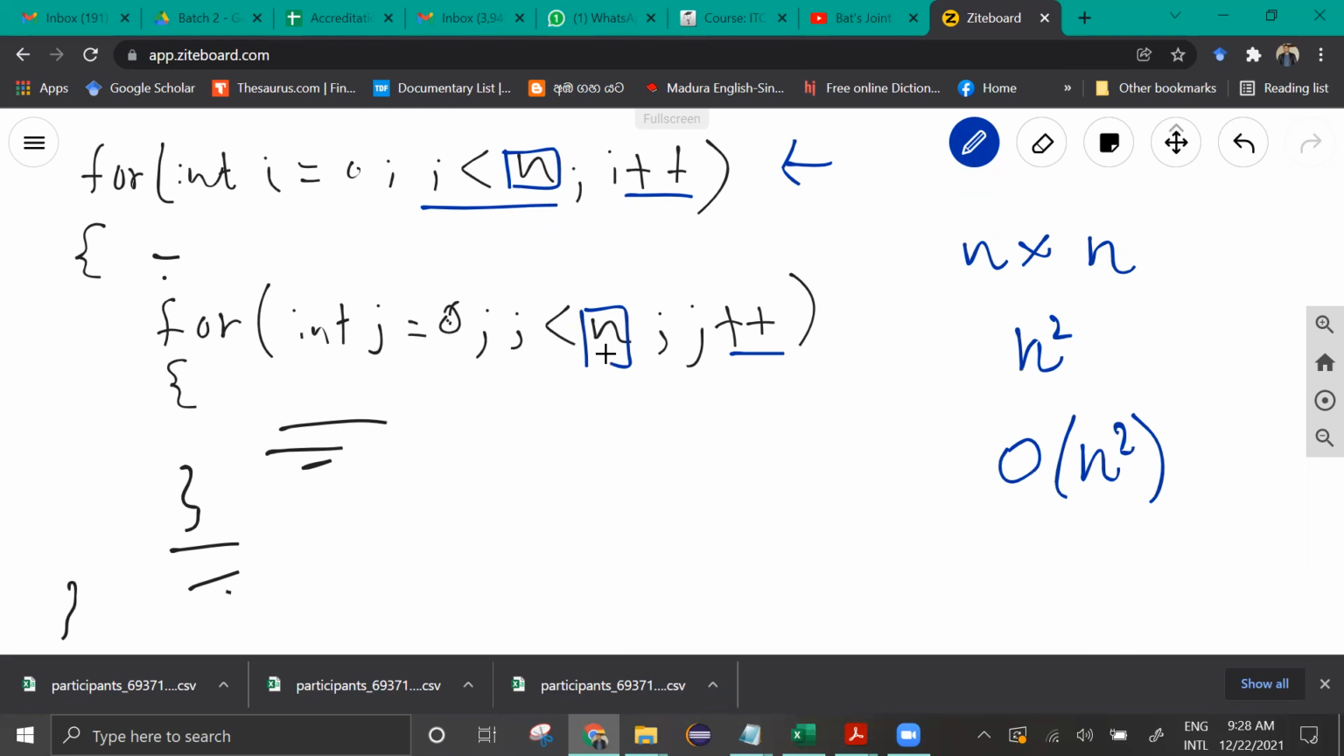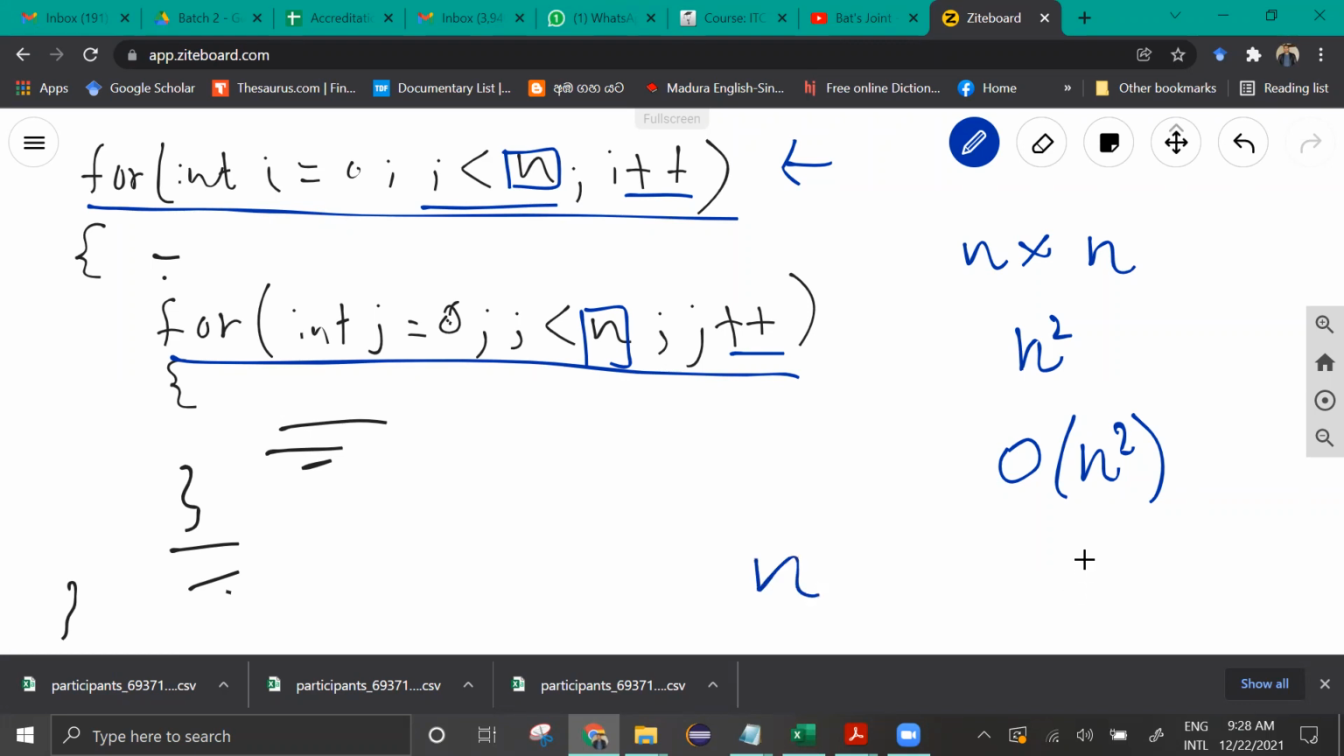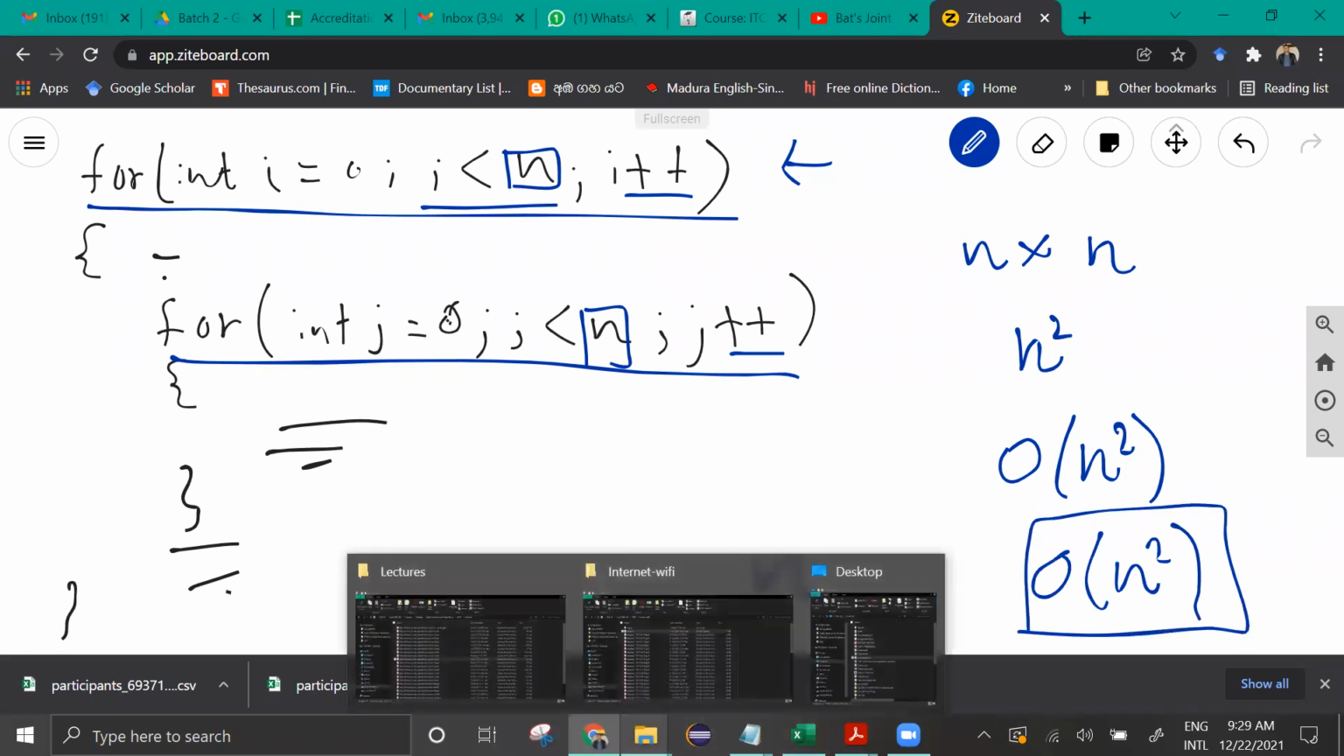Suppose we have an array of size N. The outer loop goes like this, and then in the inner loop, again, we go like this. So the time complexity is N squared. That's why we call it big O N squared.